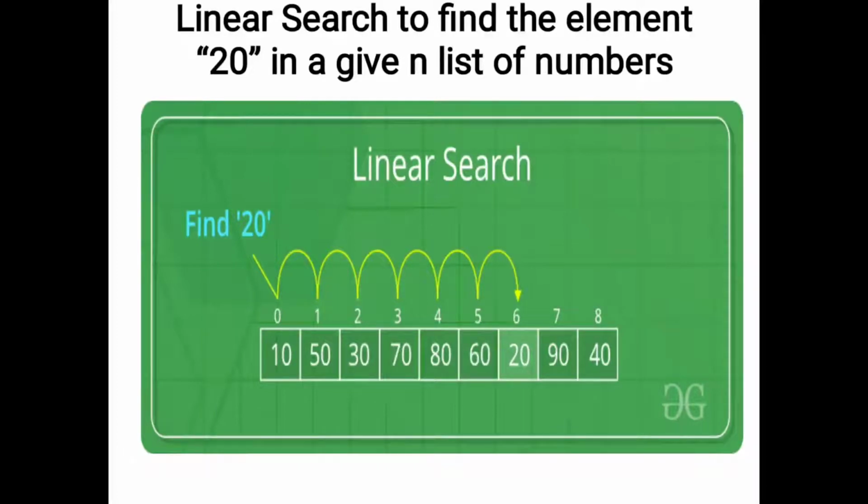Next, 20 equals 20, that is, a match has been found. The elements 20 and 20 are identical, and that's why the linear search has been completed.